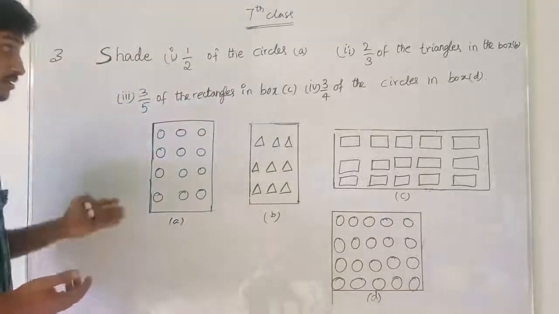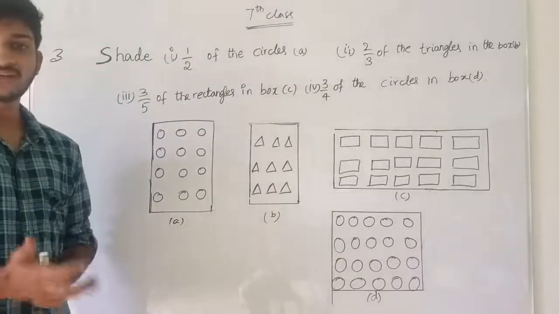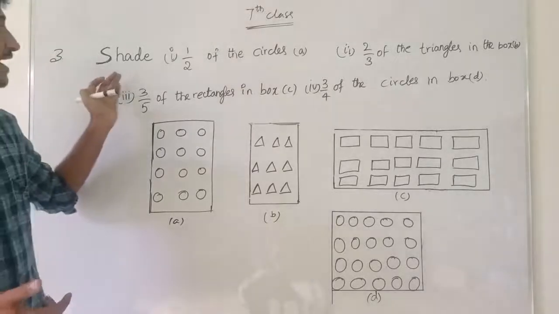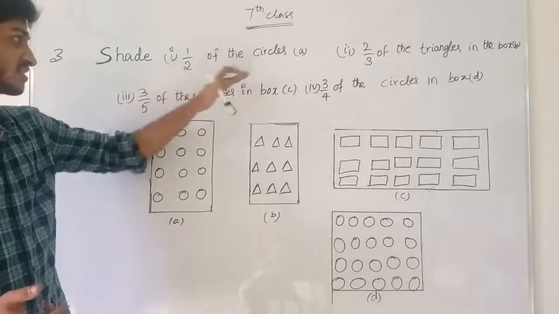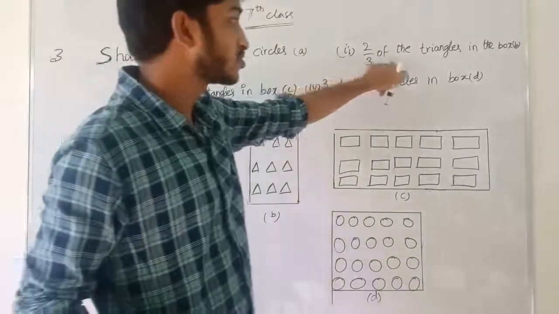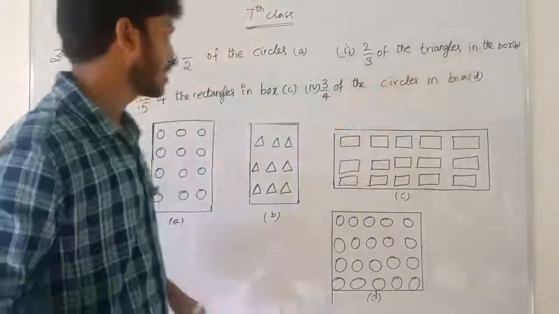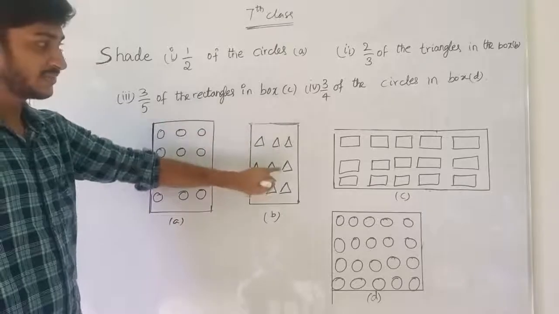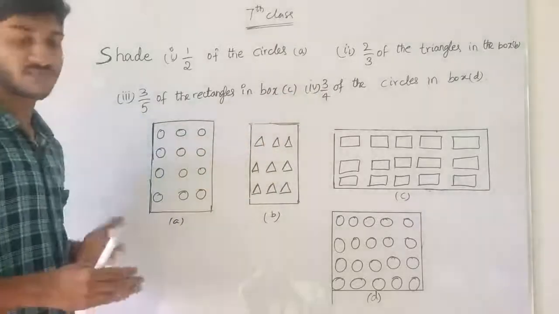Here, this is the third problem in our Exercise 2. Shade the circles. This is part A, and this is the second one: 2/3 of the circles in the box, 3/5 of the rectangles in box C, and 3/4 of the circles in box D.